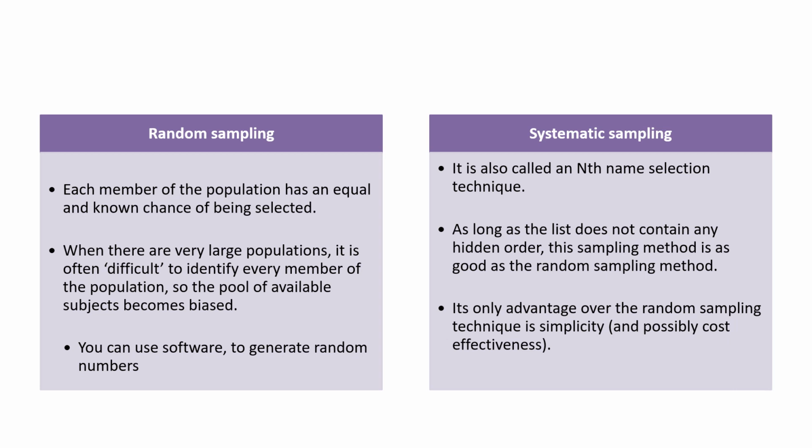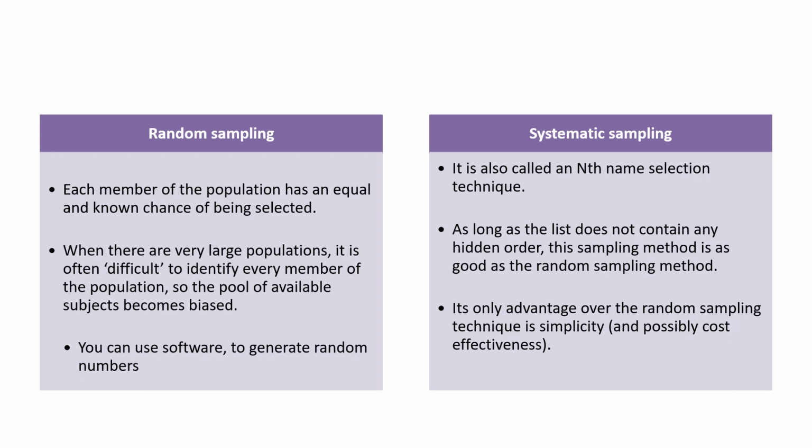And when you have a very large population, then it becomes difficult really to select each member from the pool. And so bias may be introduced, and we will look at some ways in which you can minimize bias. You can usually generate your list of random numbers from a software, something like Excel, and there are different software that you can use to just generate a list of random numbers that will help you to select your participants.